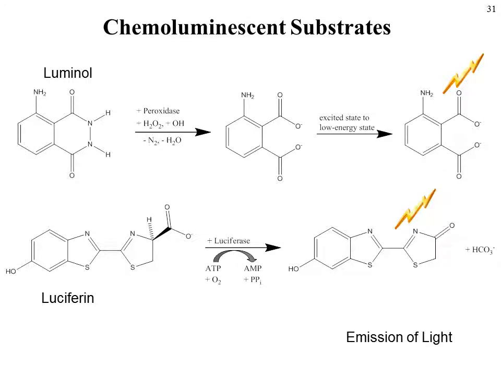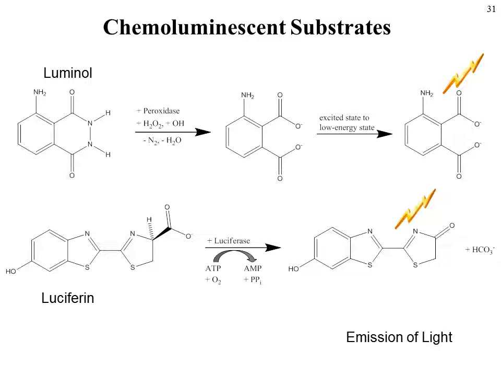Substrates, where the reaction is connected to the generation of light, are called chemiluminescent substrates. Luminol and luciferin are two widely used examples. Luminol is turned into its product by peroxidase in the presence of hydrogen peroxide under the release of nitrogen and water. You see the chemical reactions on the upper level. As the product is formed, it is in an excited state, and as it transits down to a lower energy state, it emits light. This is a very sensitive way of detecting this conversion.